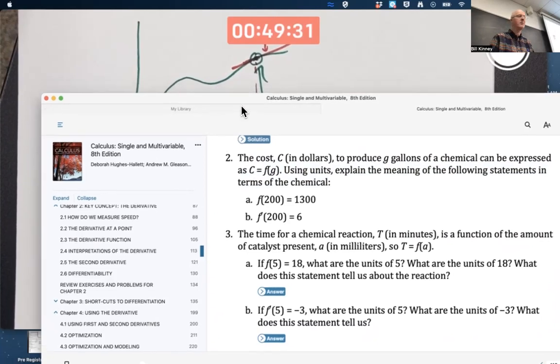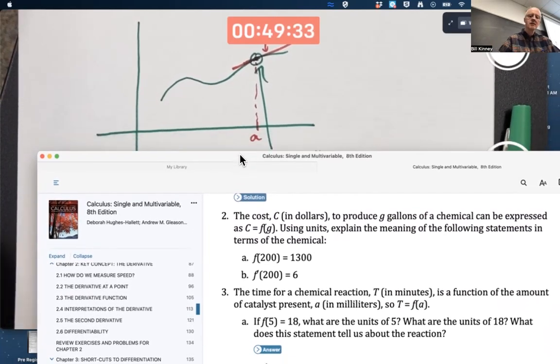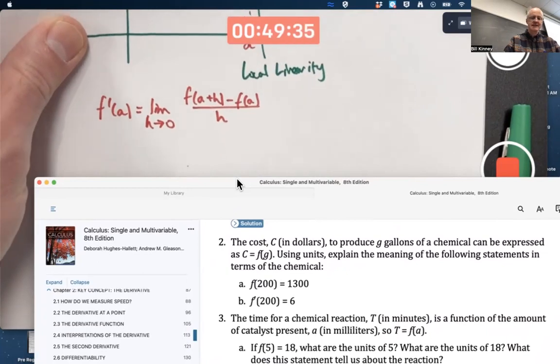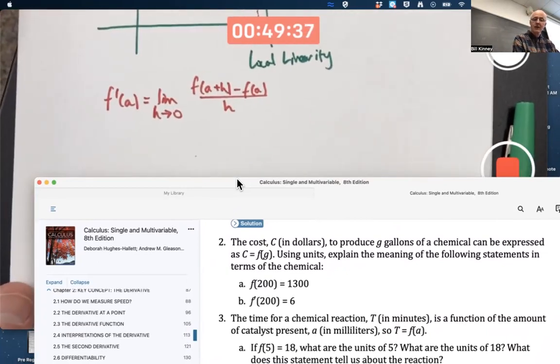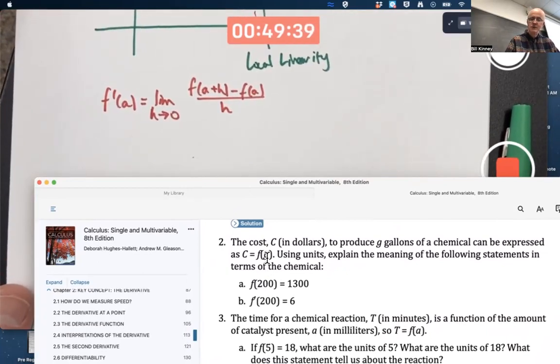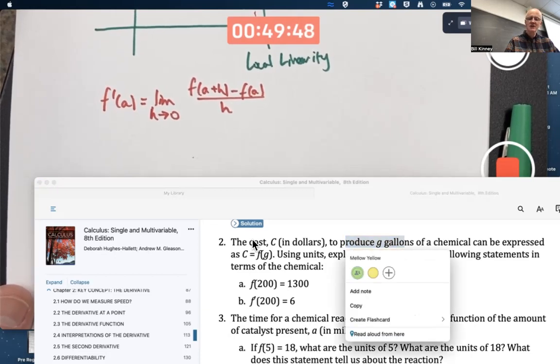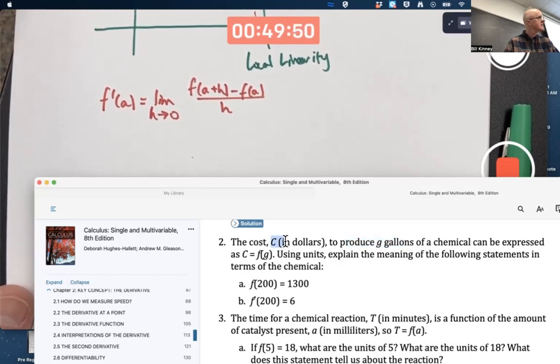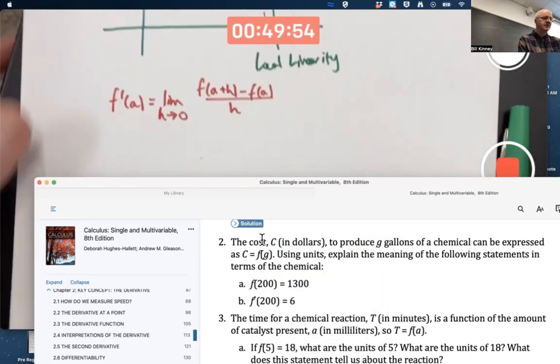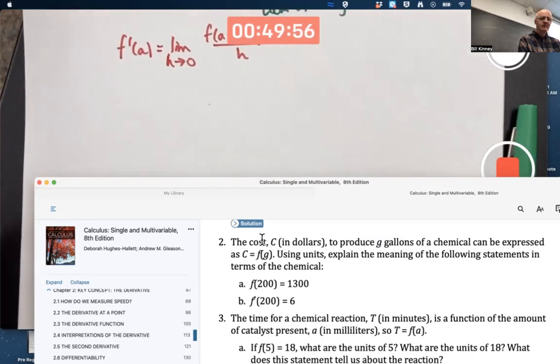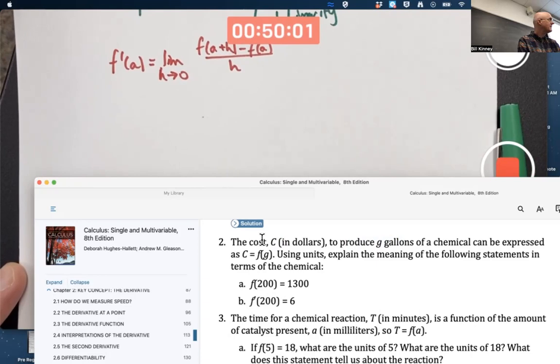I often put problems like this on exams too. So for example, f of 200 is 1300. That means when G is 200, C is 1300. Meaning if you want to produce 200 gallons, it's going to cost you $1,300. f prime of 200 being 6 is a little trickier. It's helpful in that case to also think about it with Leibniz notation.